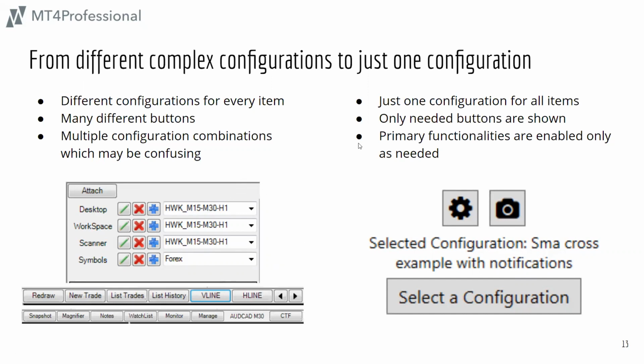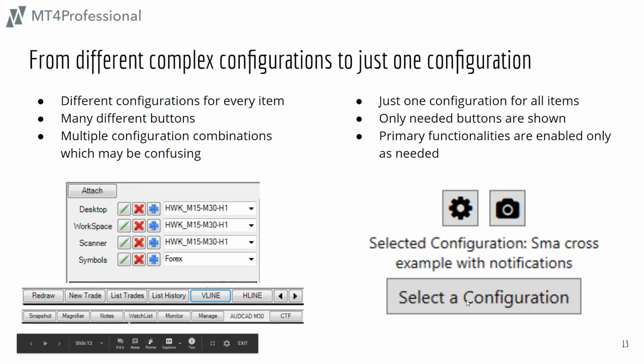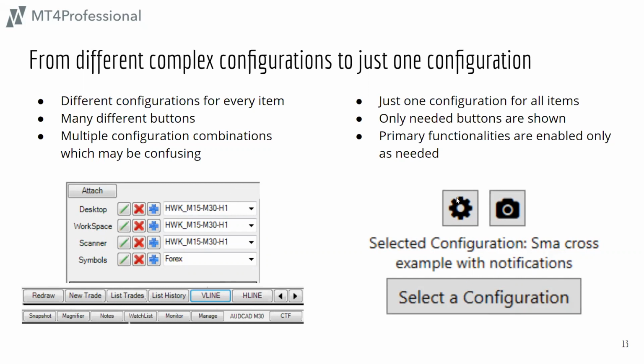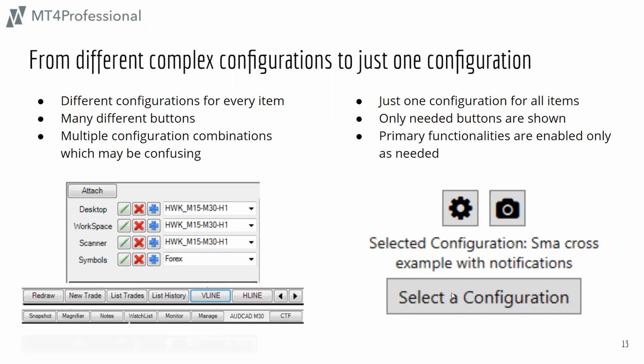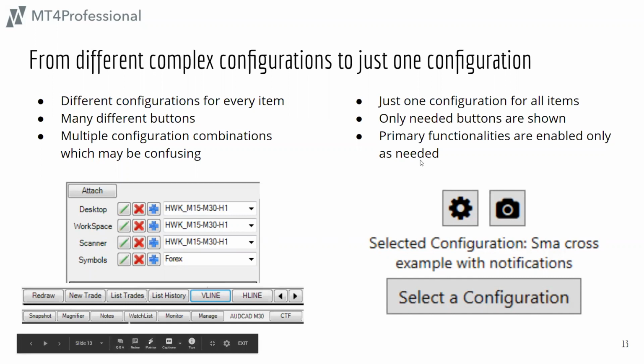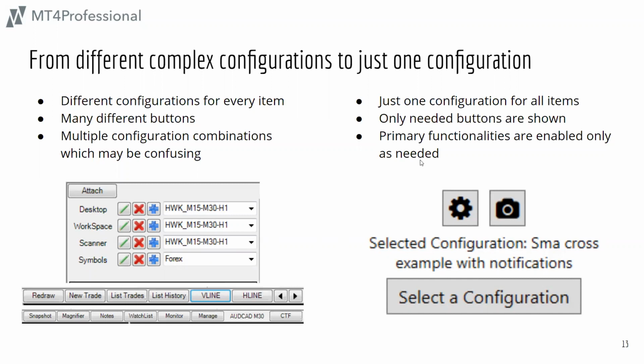The new version greatly simplified everything into a single configuration button. You only needed a few for basic settings, a quick snapshot, and then a configuration name. So the SMA cross with notifications is the configuration loaded, goes from complex to simple. All of the primary functions are automatically enabled if you select a configuration, so you don't need to worry about turning them on or off. They're all going to be automatic.